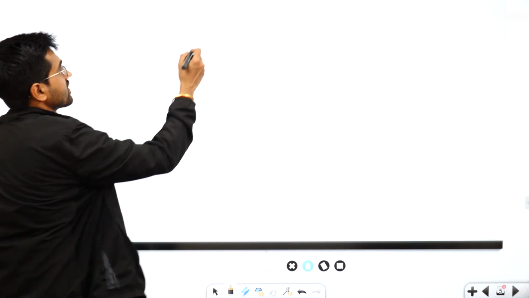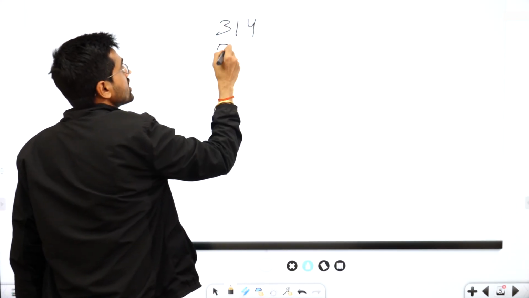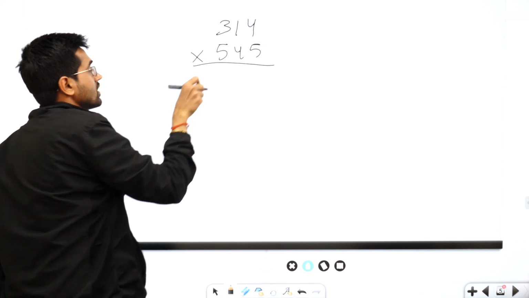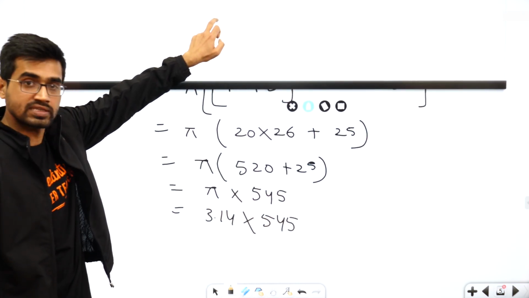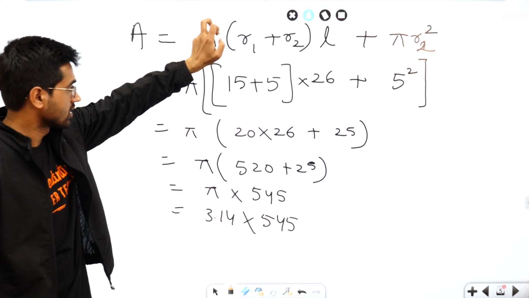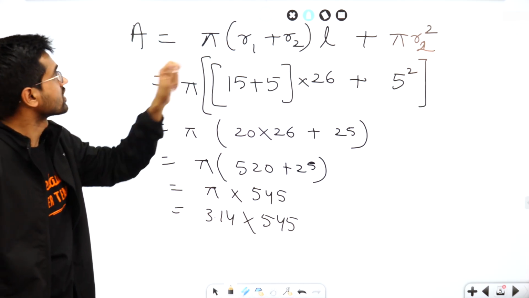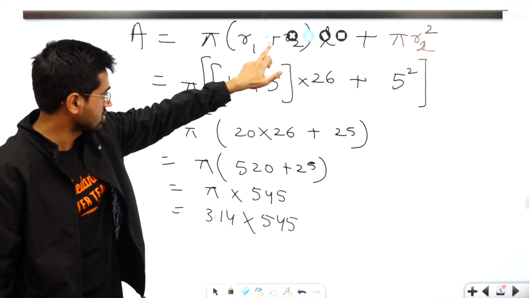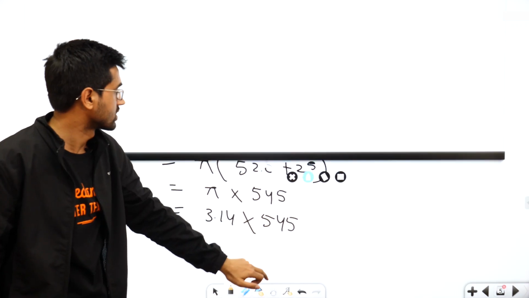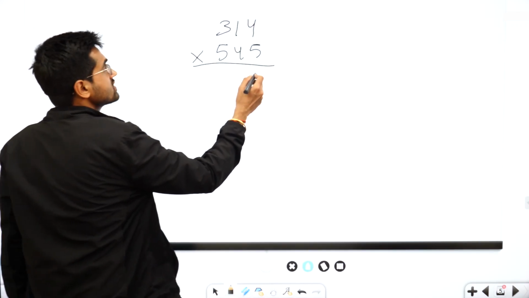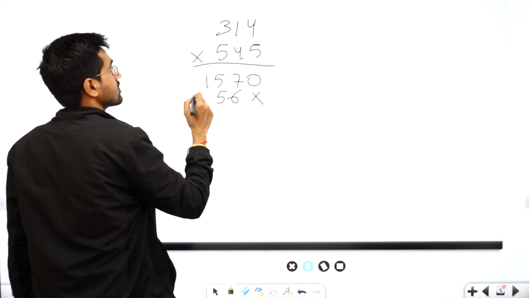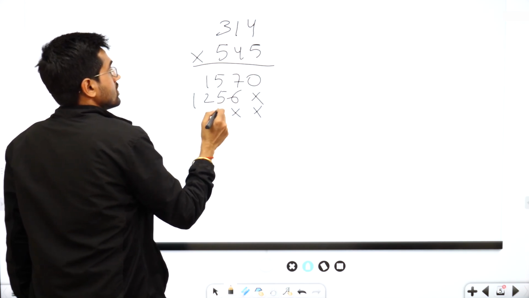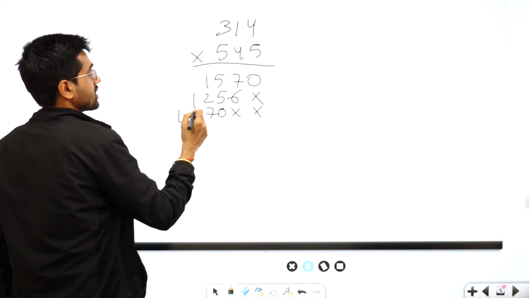3.14, 545. I hope I have not done anything wrong. I'll just check once before I do it solving. 26 into 20 is 520 and 25 is 545. Correct? I have not done anything wrong. So I'm correct. Let's take up. So let's multiply this. It will be same because it is the same number.